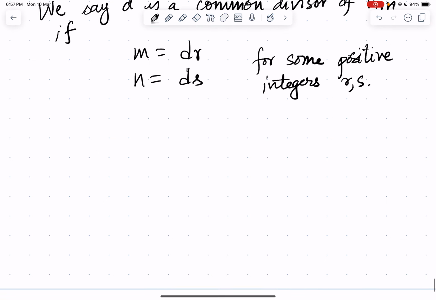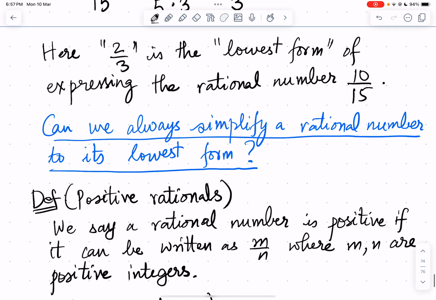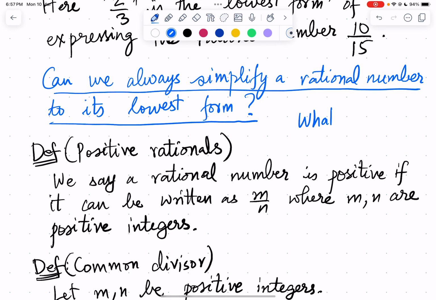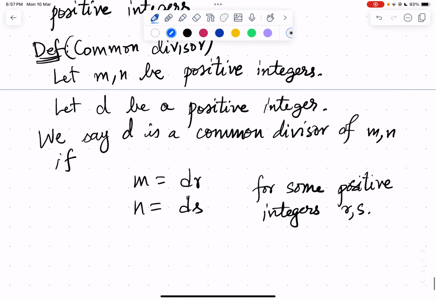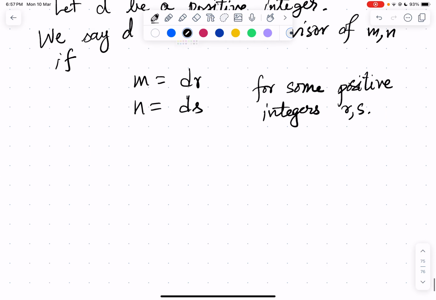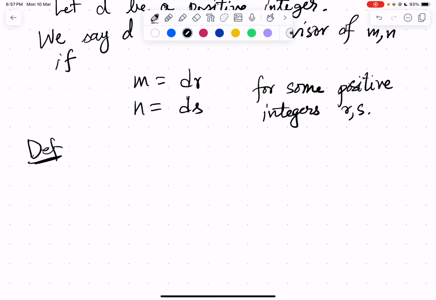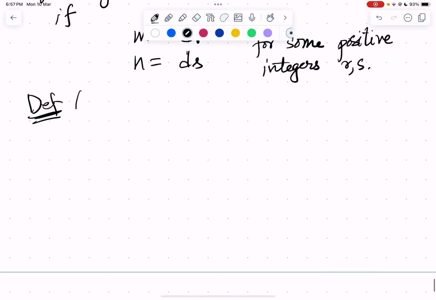Now we have the question, can we always simplify a rational number to its lowest form? What is the lowest form of a rational number? So we define lowest form of a positive rational like so. Definition. Lowest form of a positive rational.